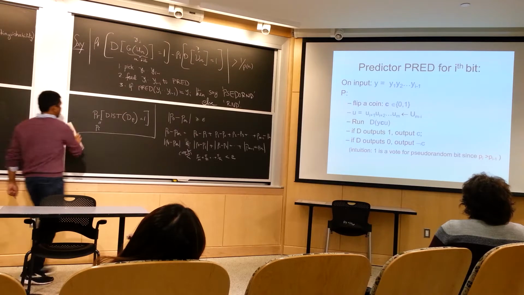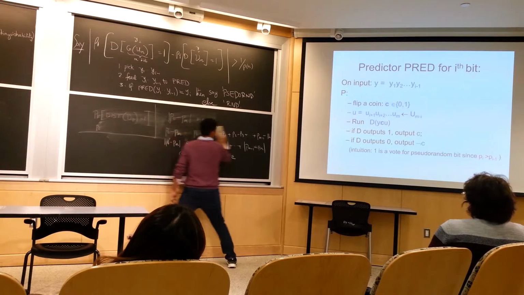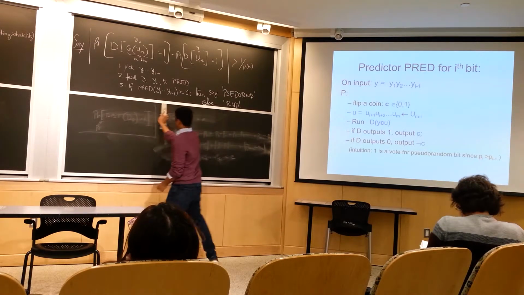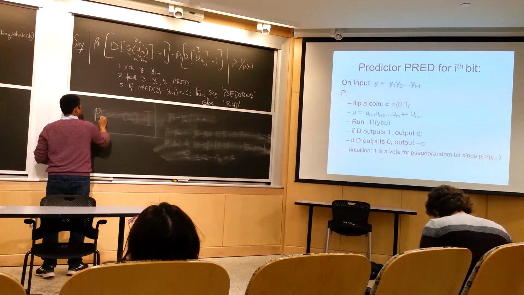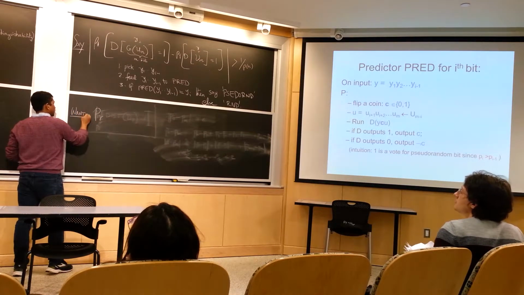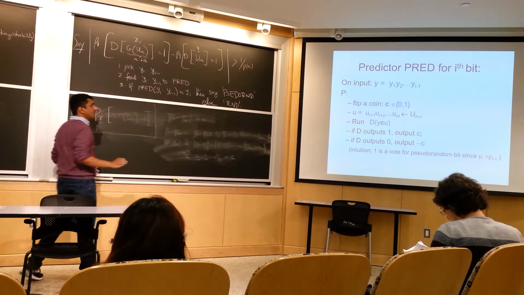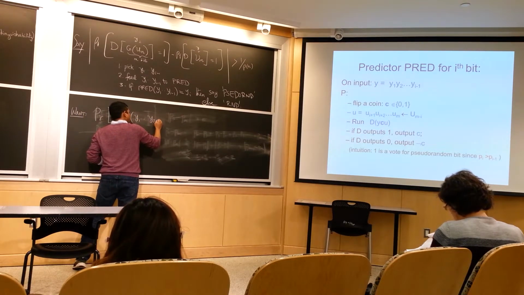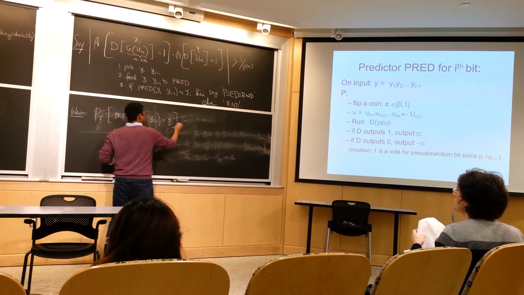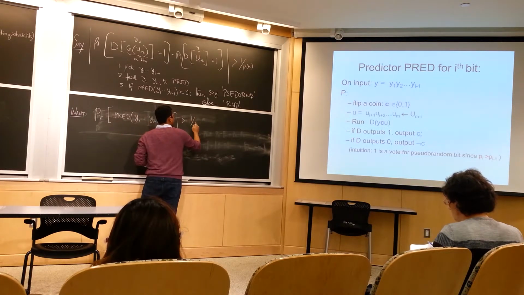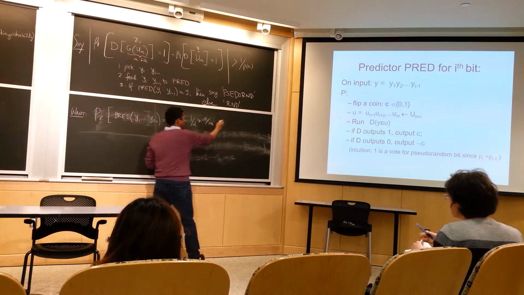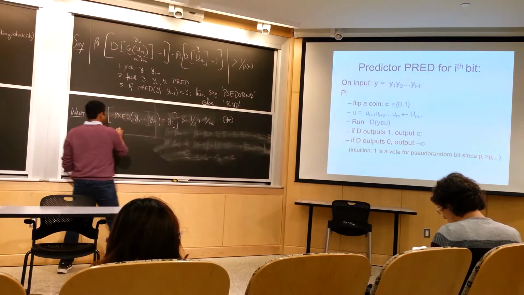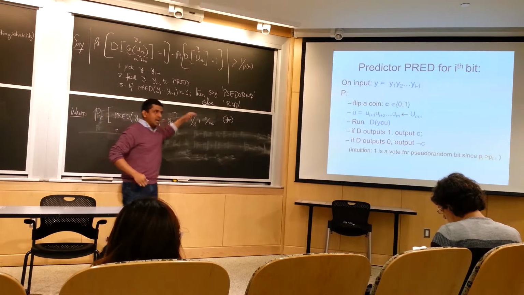Okay, so now let's do this argument. What do I want to argue? I want the probability that the predictor, who gets y1 up to yi minus 1, outputs yi correctly to be bigger than half plus epsilon over m. This is what I want to show. But I don't have it, so let me try to analyze this probability and conclude that.